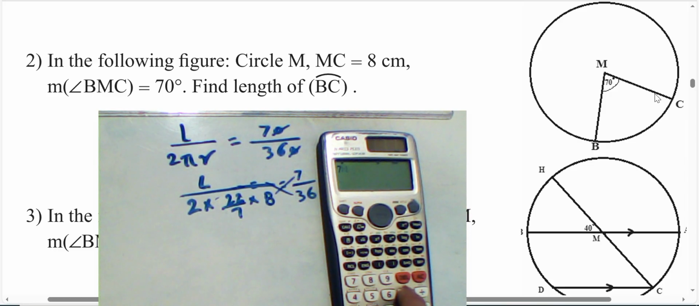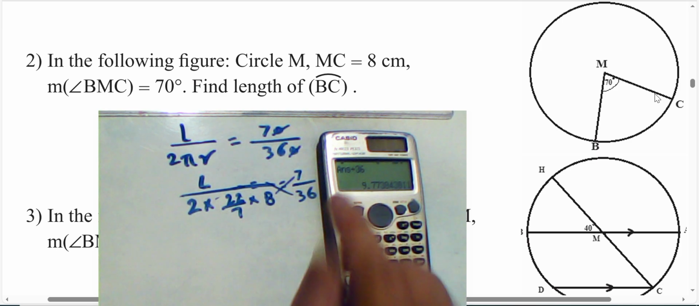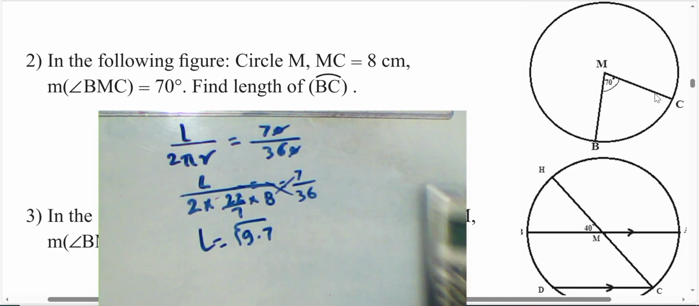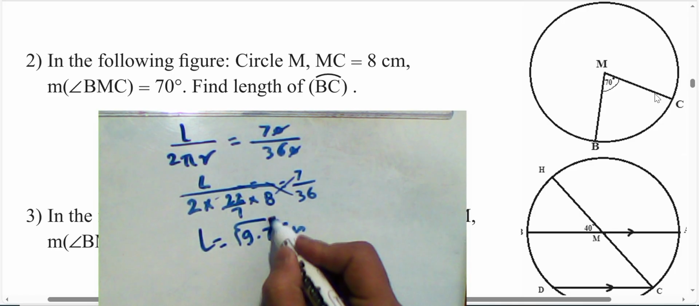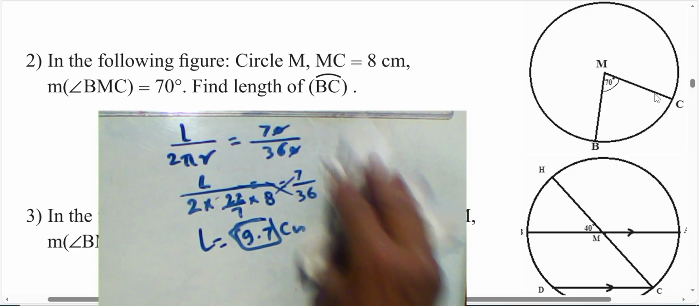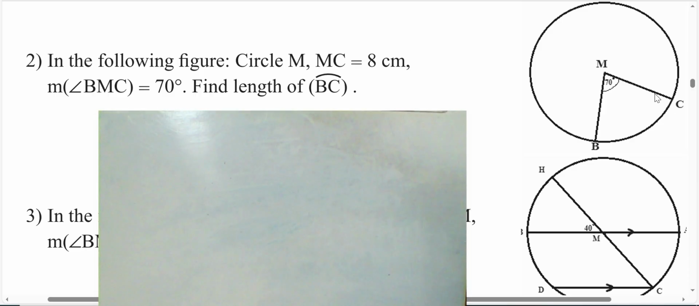70 times 8 times pi times 2, and the result will be divided by 36. Then the length will be 9.7 centimeters. Okay, the length of the arc. Next question.